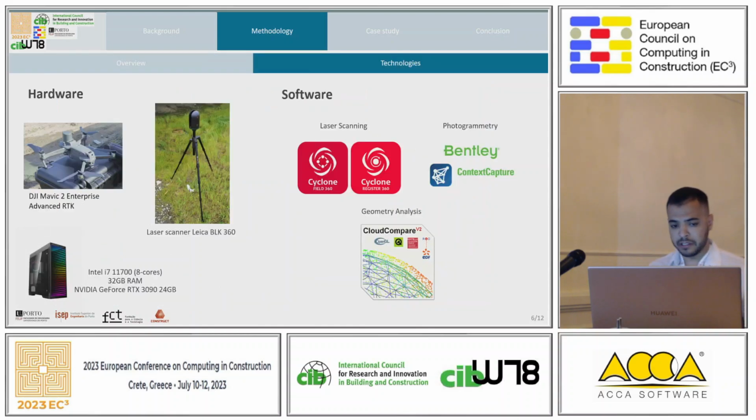For this method to be applied, we had some resources. That was a DJI Mavic 2 Enterprise Advanced with RTK system, which is a system that improves the precision of the coordinates of the pictures. We have a BLK360 laser scanner, and we have a high performance computer with a 3090 graphics card. And in terms of software, we used the Leica solution for laser scanner and the Bentley solution for photogrammetry. For geometry analysis, we used open source software, CloudCompare, to perform some geometric analysis.